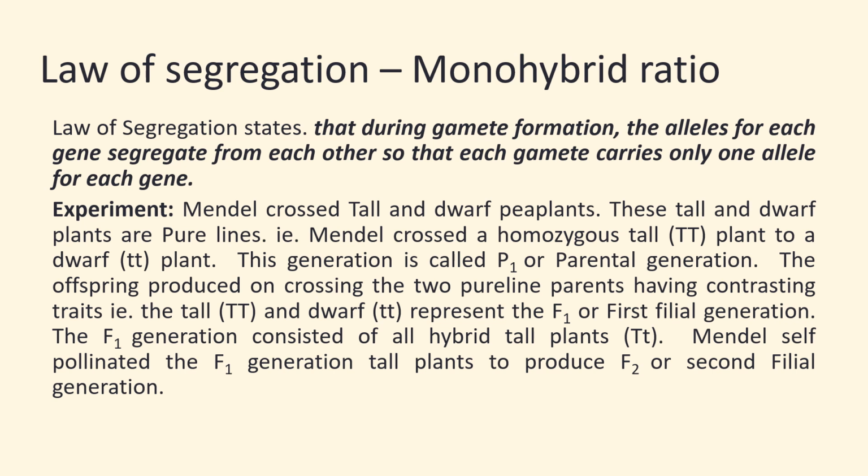This generation is called P1 or parental generation. The offspring produced on crossing the two pure line parents having contrasting traits, that is, the tall T and dwarf small t, represent the F1 or first filial generation. The F1 generation consisted of all hybrid tall plants T. Mendel self-pollinated the F1 generation tall plants to produce F2 or second filial generation.